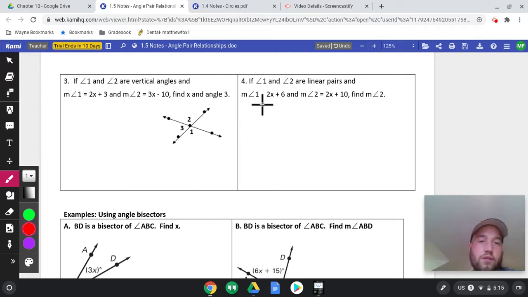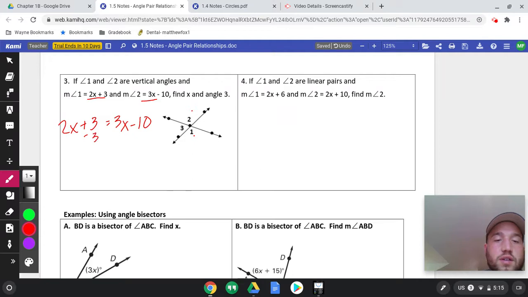All right, so when we flip to the back here, angle 1 and angle 2 are vertical angles. Okay, so if we look here, they're vertical angles, which means they have to be equal. So we can take the two parts they give us, 2x plus 3, set that equal to 3x minus 10.